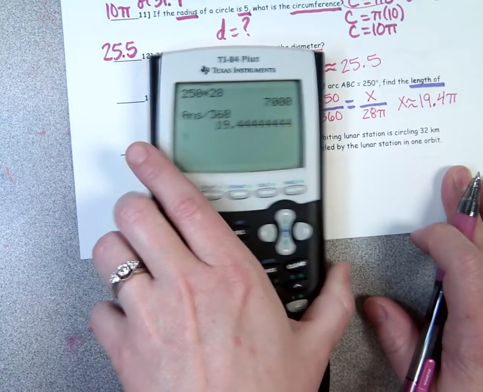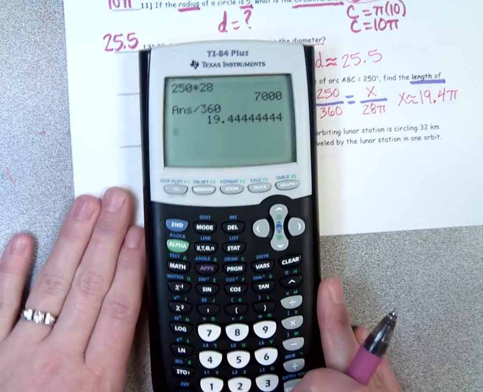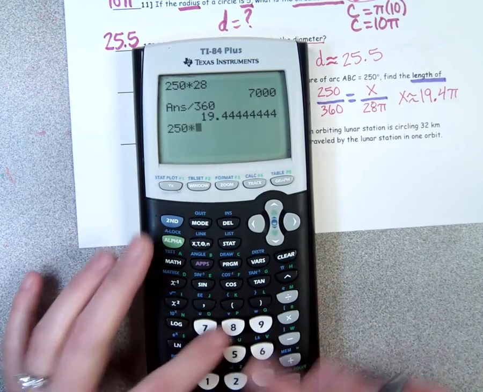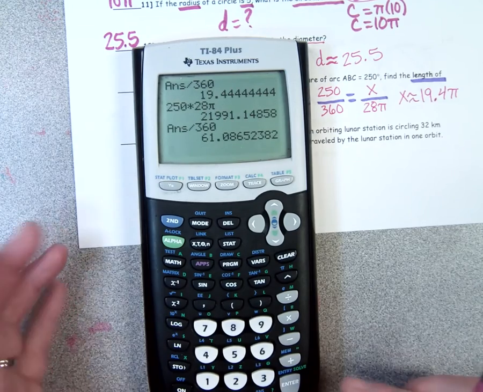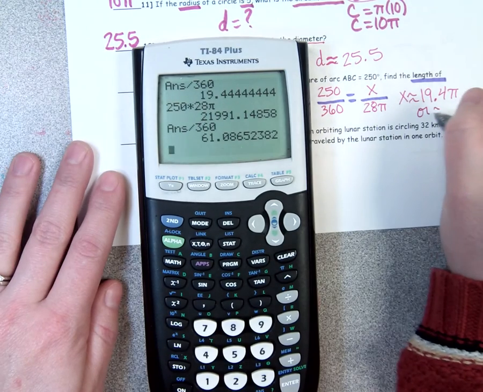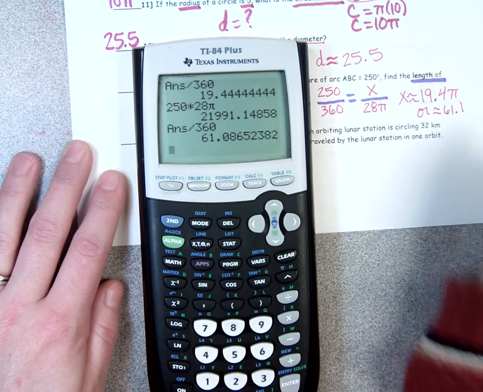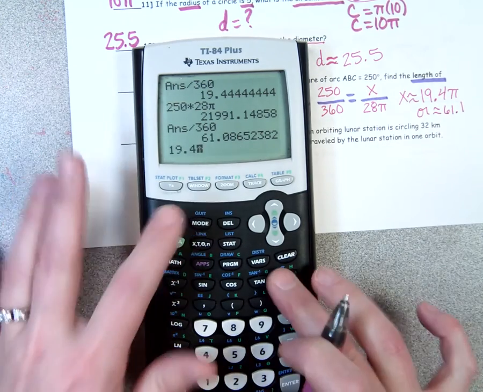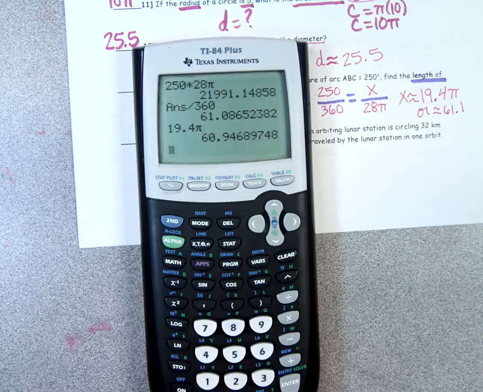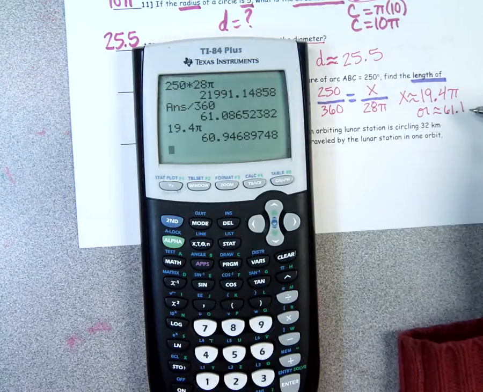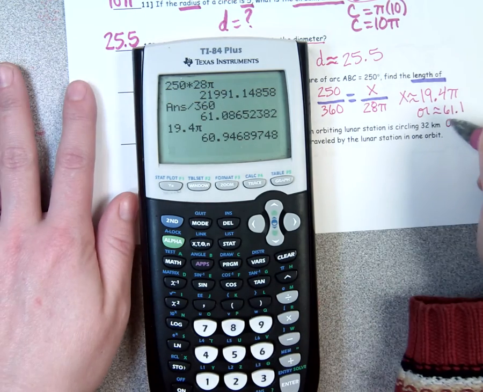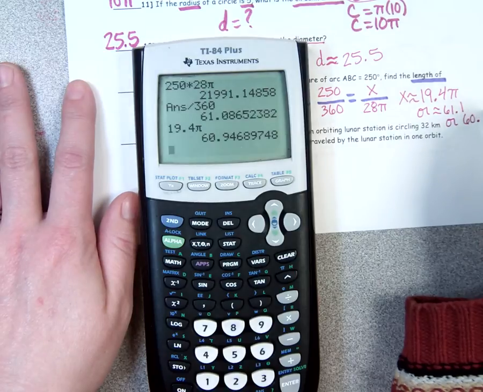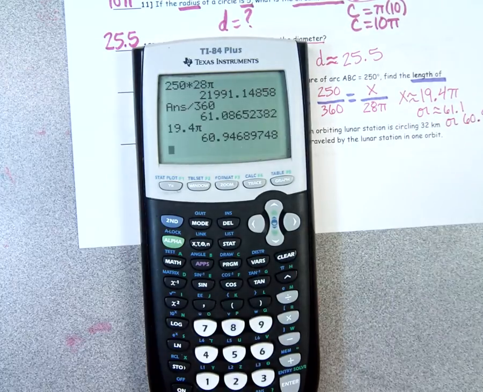The other way you could do it is by actually putting the 28 pi in your calculator. So I could take 250 times 28 pi, get that answer, divide by 360, and have 61.1, which is the same thing as 19.4 pi if I put 19.4 pi in the calculator, or it's really close to it. It's just slightly off because of where it rounds. So it's just close. So 61.1, or I'll go ahead and put this 60.9 in there. And the only difference is because of rounding things.